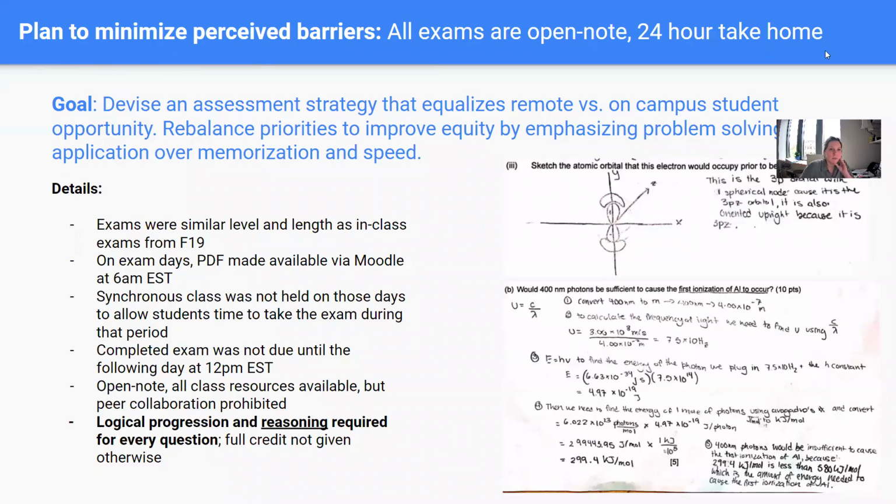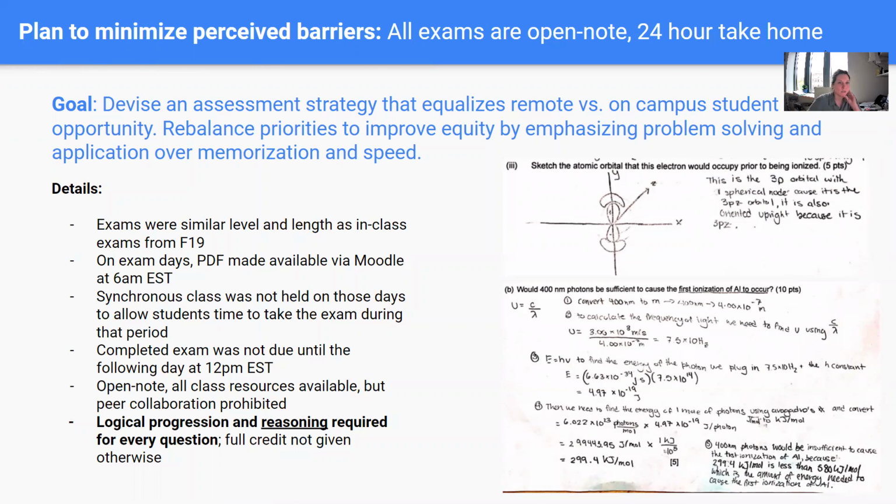So the final component that was a big change from fall 2019 was to have all open-note 24-hour take-home exams instead of in-person timed exams. And I thought of this as devising an assessment strategy that would equalize the remote and on-campus student experience, but it also ended up rebalancing the priorities in a way that I think improved equity to emphasize problem solving and application over the ability to memorize and do math quickly.